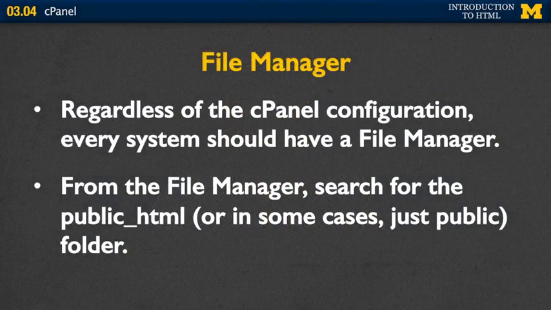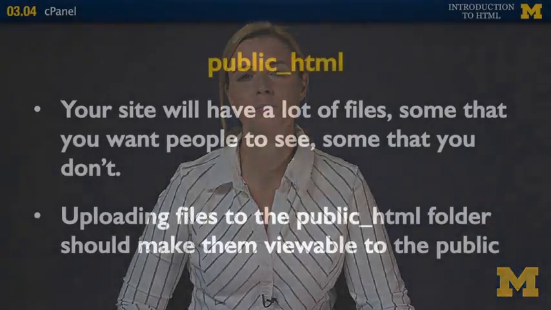So what a file manager does is that it's a way for you to upload or download your files. This means you take them from your computer and you put them up onto the web. So regardless of the kind of cPanel configuration you have, one of the first things you want to learn how to do is figure out how to find the file manager. From the file manager, you're going to look for a special folder called public_HTML, or in some cases just public, or they may have dropped the HTML. But the important thing is that you want to find the word public.